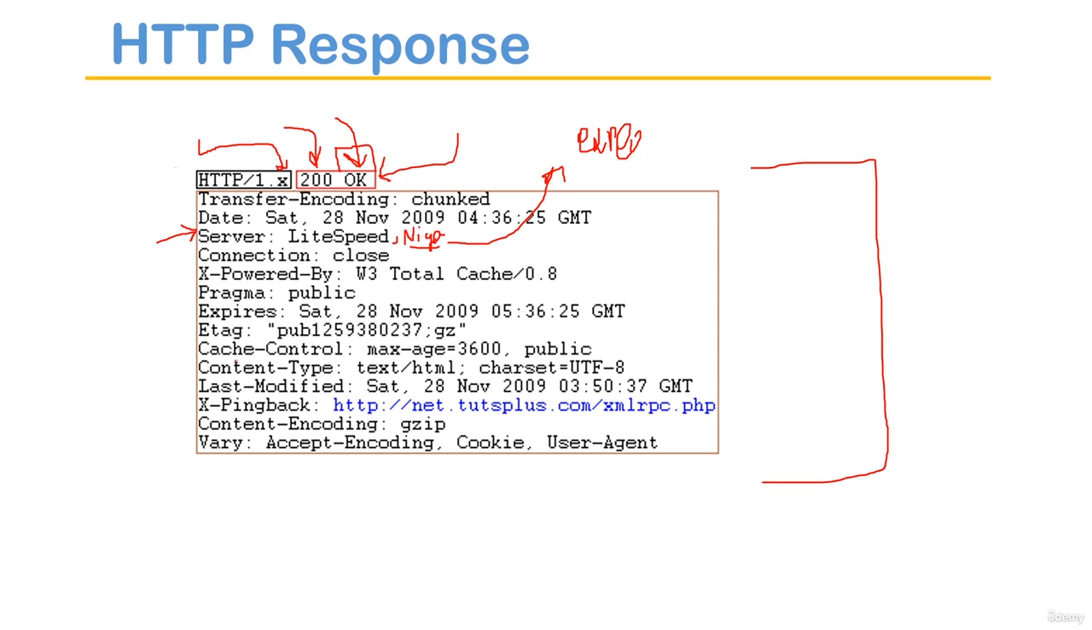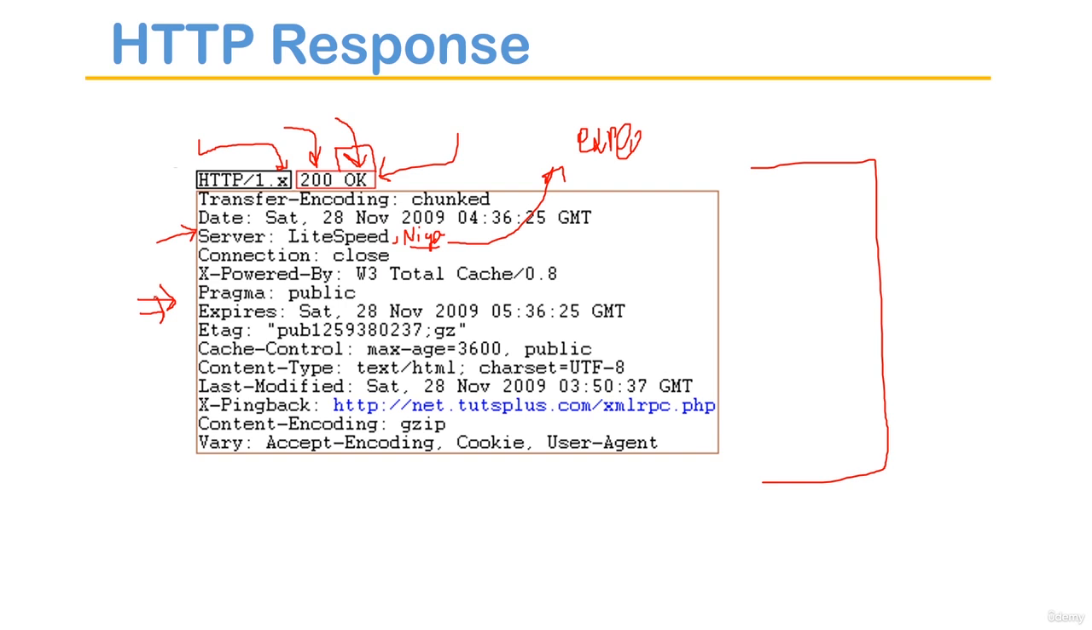And the next thing is Pragma. Pragma is here, which is public. The Pragma header instructs the browser not to store the response in its cache memory, and the Expires header indicates that the response content expired in the past and therefore should not be cached. These instructions are frequently issued when dynamic content is being returned, to ensure that the browser obtains a fresh version of the content on subsequent occasions. So this is how Pragma and Expires work.